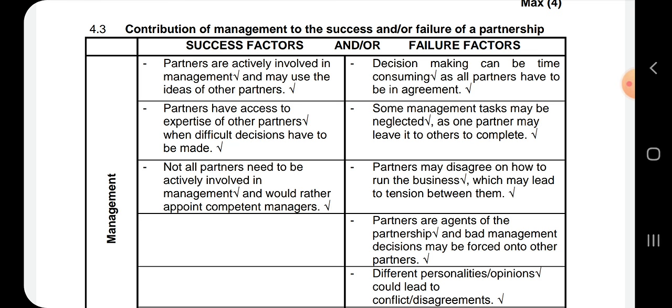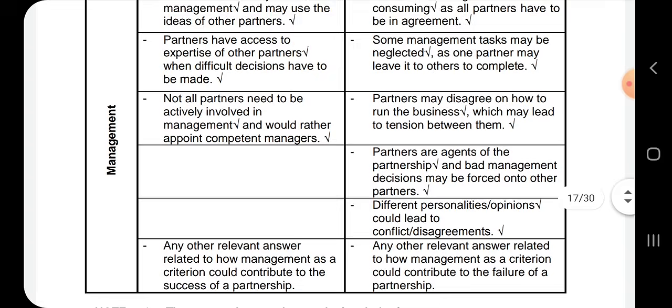And then failure factors: decision making can be time consuming as all partners have to be in agreement. Some management tasks may be neglected as one partner may leave it to others to complete, and partners may disagree on how to run the business, which may lead to tension between them.